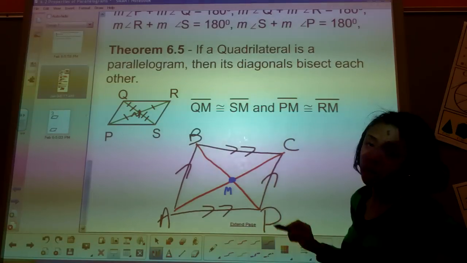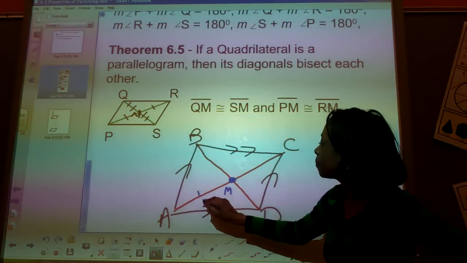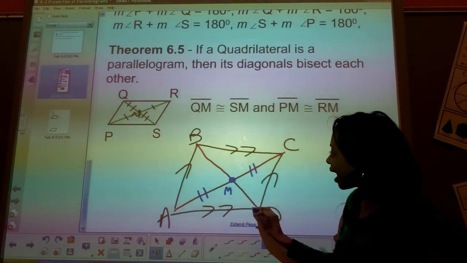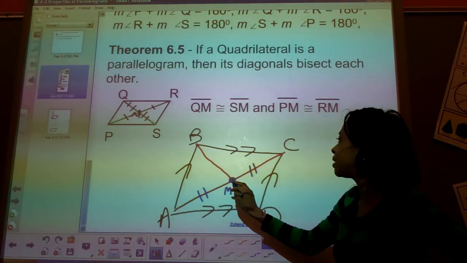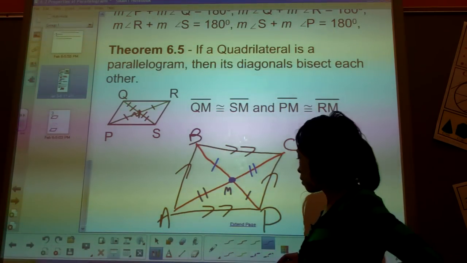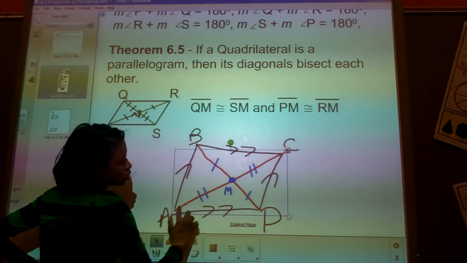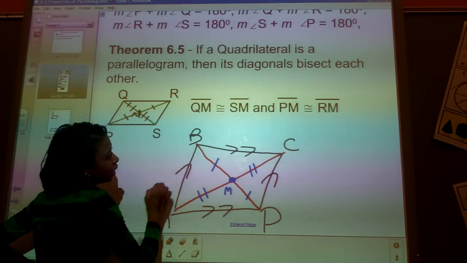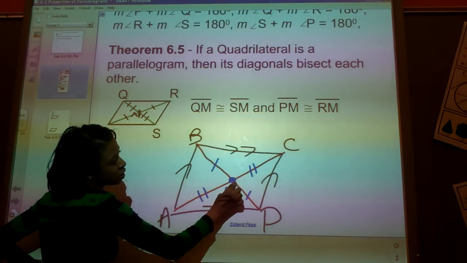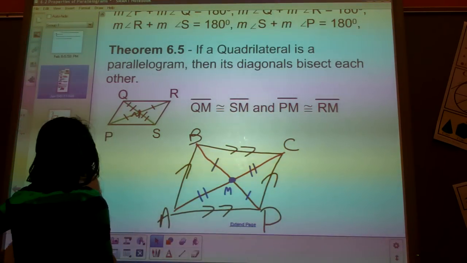Well, when I have an intersection point, a special thing happens: AM will be congruent to CM. And when the diagonals intersect, that means BM will be congruent to DM. Now, that does not mean that AM is the same length as BM. It has to be on the same diagonal. So AM corresponds to CM, and BM corresponds to DM. And again, I don't go DM and CM. DM is not on the same segment as CM. Right?